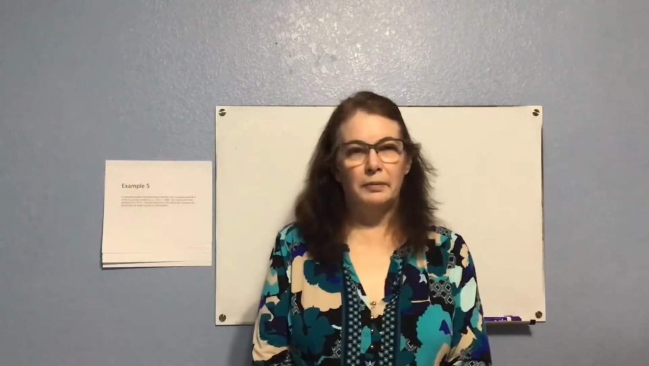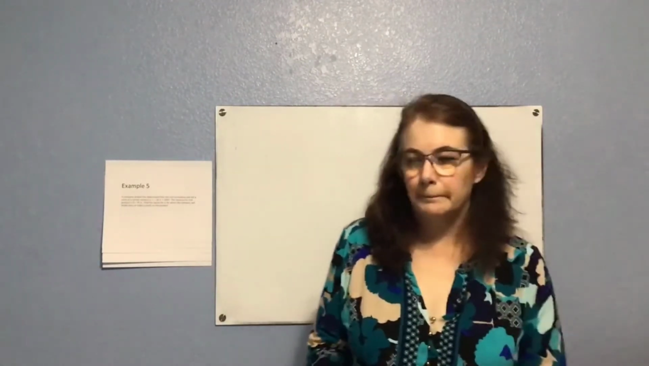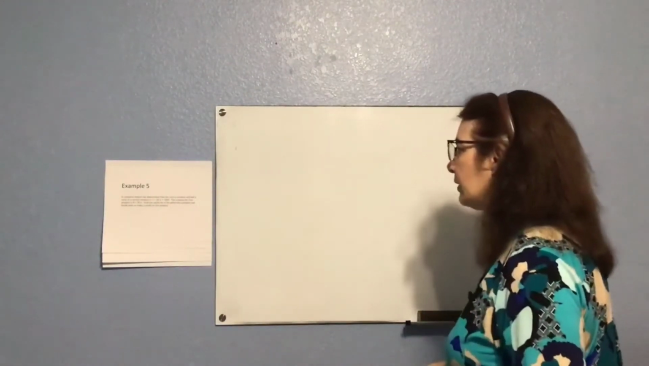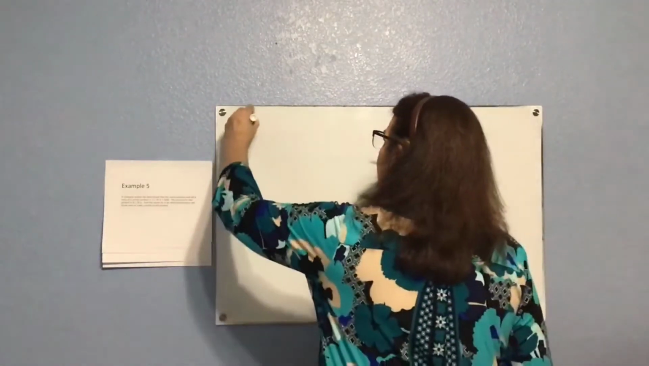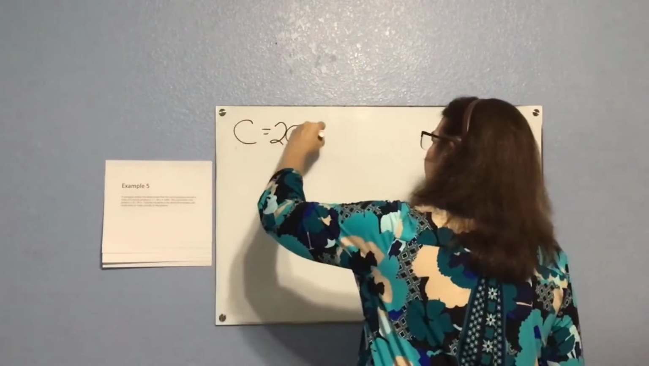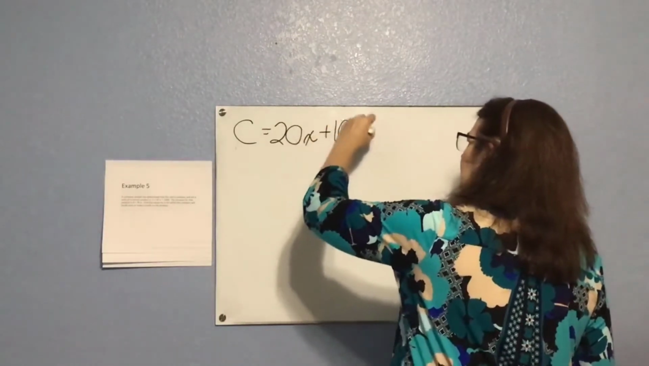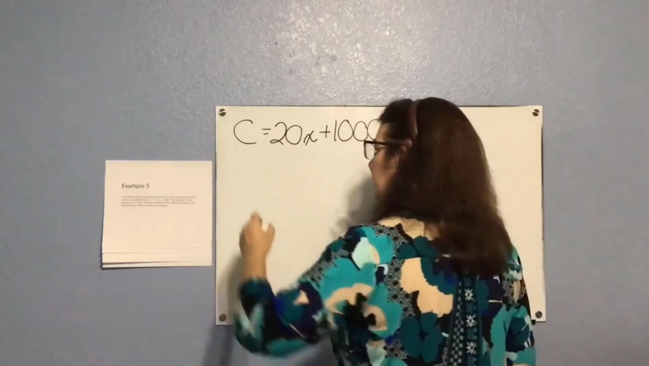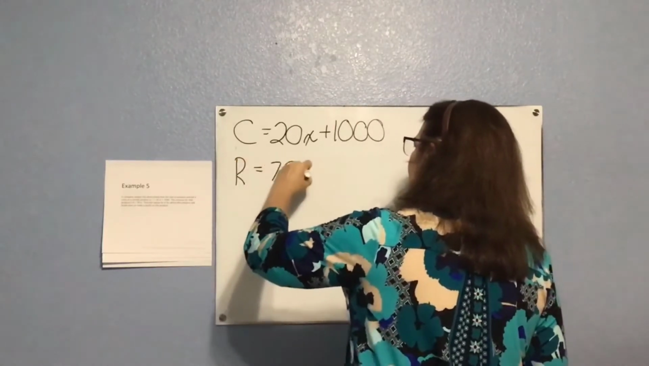In our next problem, we'll look at a practical application for business. It says a company analyst has determined that the cost to produce and sell X units of a certain product is C equals 20X plus 1,000. Okay, the revenue for the product is 70X.